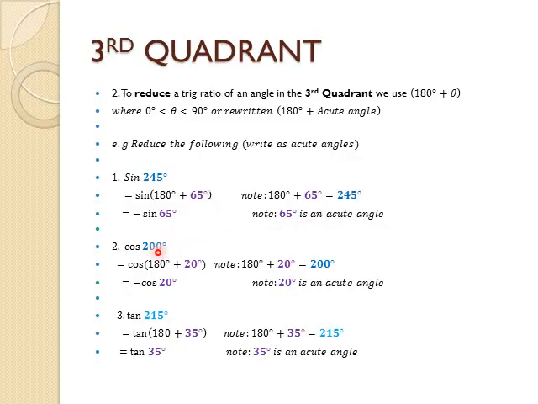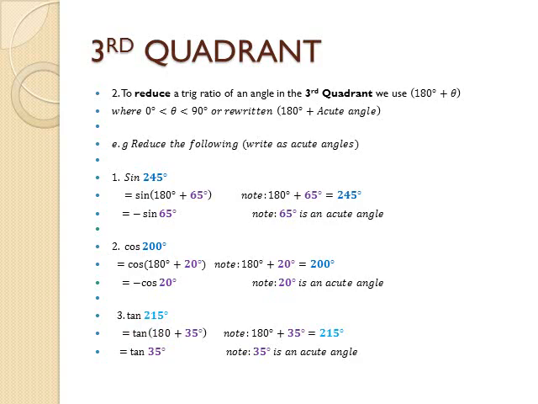So it becomes negative sine 65 degrees. Next, cos 200. 200 again is bigger than 180, less than 270. So 180 plus what angle gives me 200? 180 plus 20 degrees. In the third quadrant, cos is negative, so that becomes negative cos 20 degrees. And if you look at the third one here, tan 215. 215 is bigger than 180, less than 270, so that becomes tan of 180 plus 35, which gives me 215, and that reduces to tan 35. In the third quadrant, tan is positive.